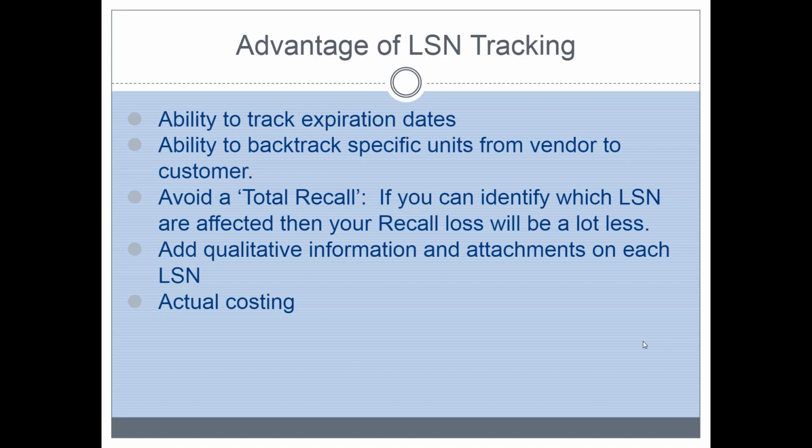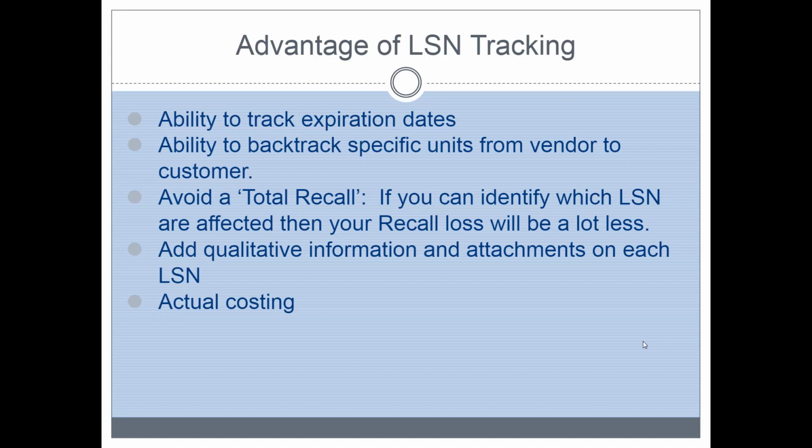Because we have that unique identifier for the item, when a customer asks what happened with this serial number or lot number, we can backtrack it, even if it was used as an ingredient in a work order, from the customer all the way back ultimately to the vendor. That's very important to avoid what we call the total recall.